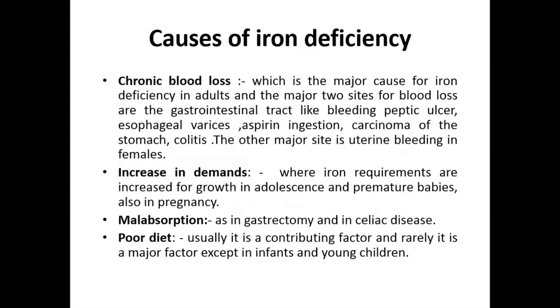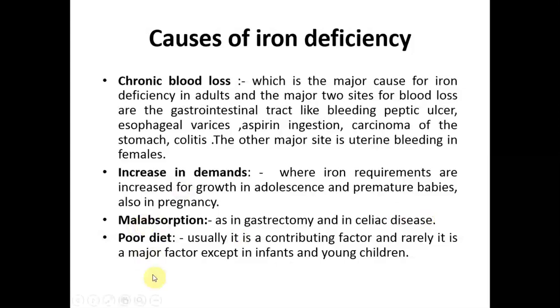The other factor is increased demand. We said we have groups, which are pregnancy, menstruating females, childhood, and adolescents. They have a higher requirement for iron. So if the iron supply during this period is reduced, it will result in iron deficiency. Another important factor is malabsorption. Certain types of diseases or surgical procedures may result in decrease in the iron supply, such as gastrectomy and celiac disease, which are GIT disorders.